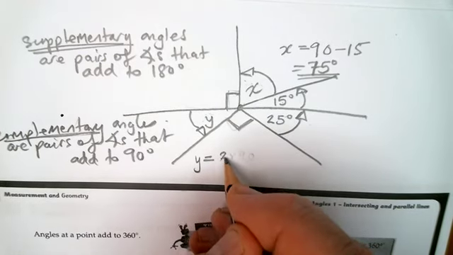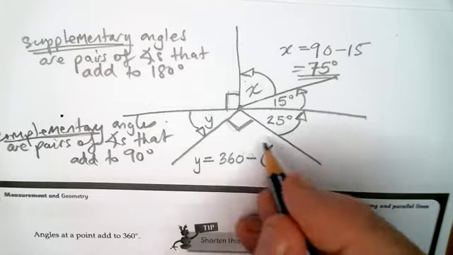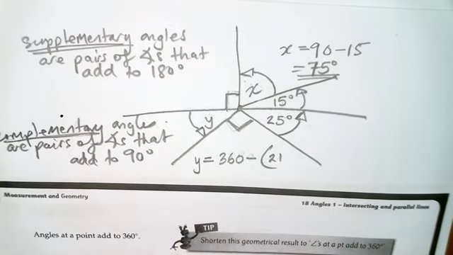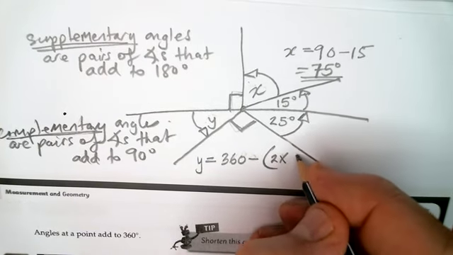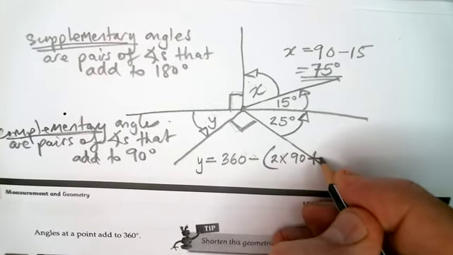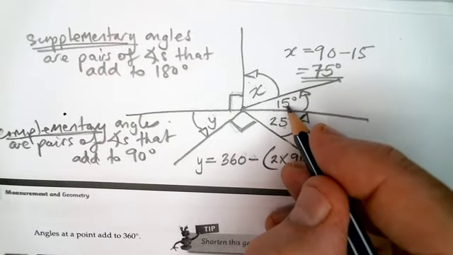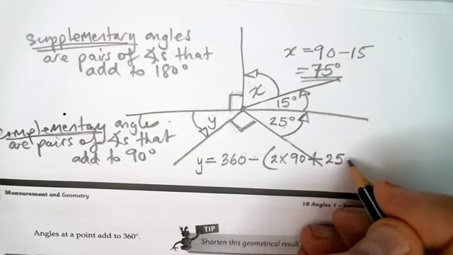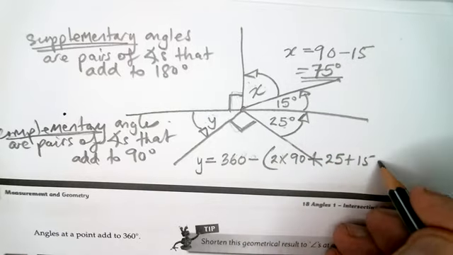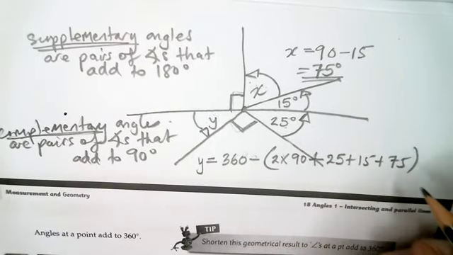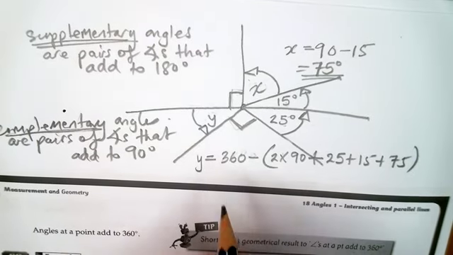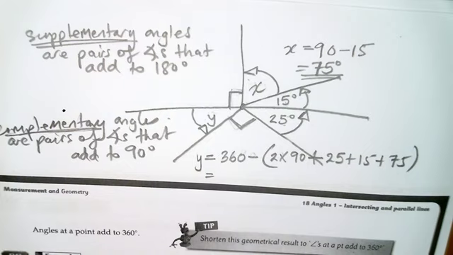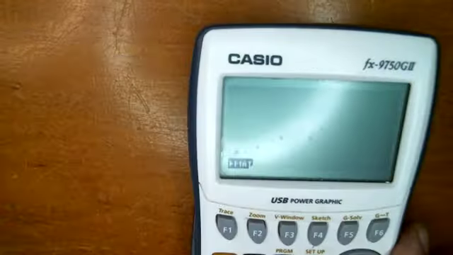So let's call it 360 minus, and I'm going to add them all up now. I've got 2 lots of 90. Notice I know 2 lots of 90 equals 180, but I'm just breaking it down so you can see the individual. It's 2 lots of 90 plus we've got a 25 and a 15, and we've got our 75. And there it is. Notice I don't put the degrees in until I get to the actual final answer. So y is equal therefore to, and I'm going to do the whole thing on the calculator. Hopefully we'll get the right answer.